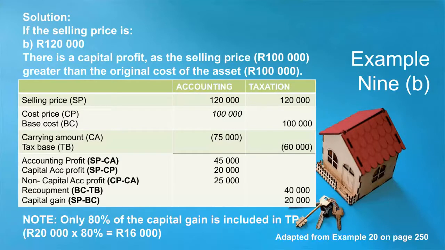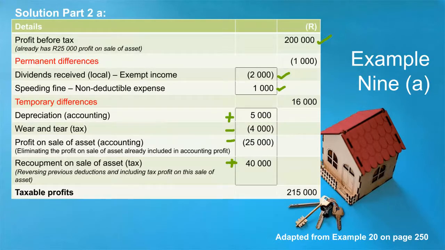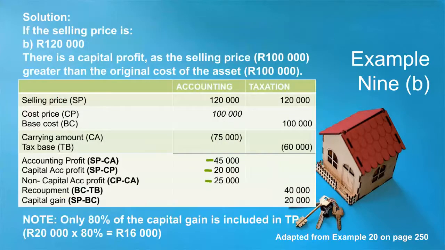Now have a look at how we've done it here. We said the accountant would have included 45,000. You guys knew that. But now out of that 45,000, 20,000 is capital or inflationary, and the other 25,000 is going to be the normal profit. If you go back to scenario one or scenario A, you'd find that the profit that we had there was 25,000. So there's no surprise with that one. So that's the non-capital portion. Now, the recoupment is going to be 40,000, and the capital gain is going to be 20,000. Out of that 20,000, only 16 can be taxed.